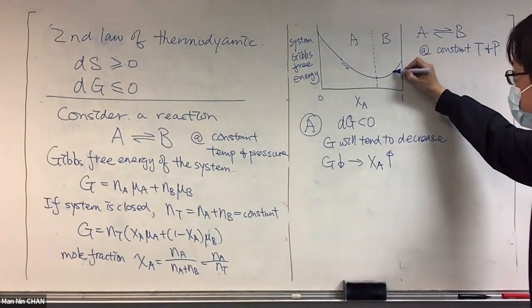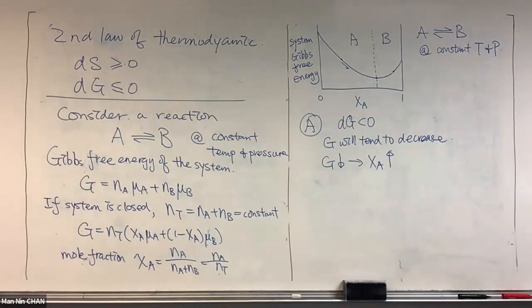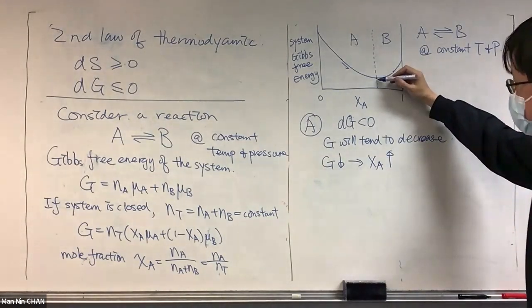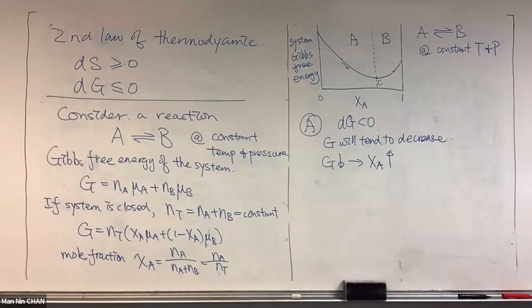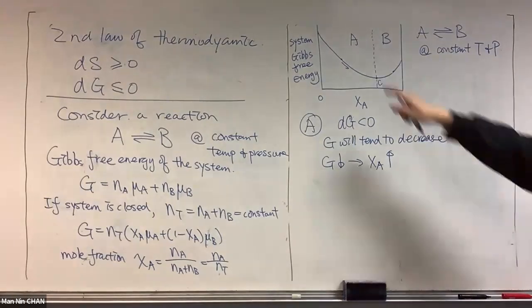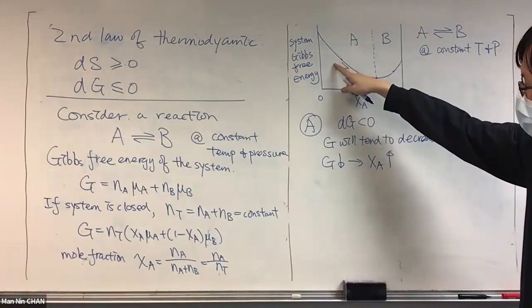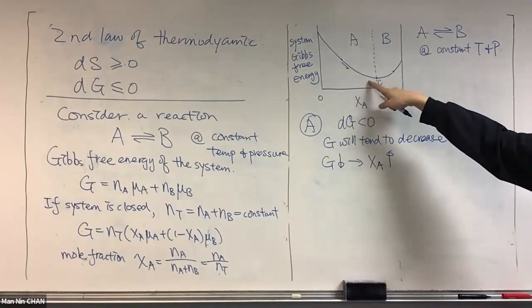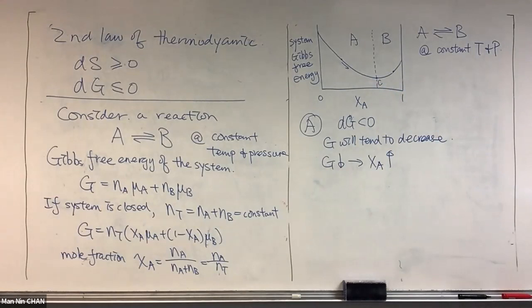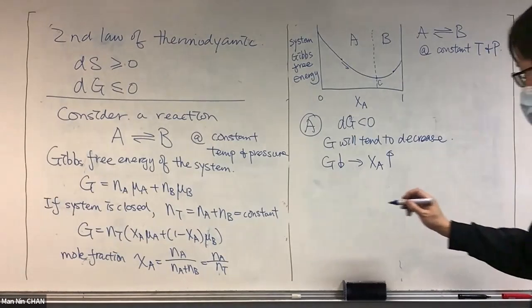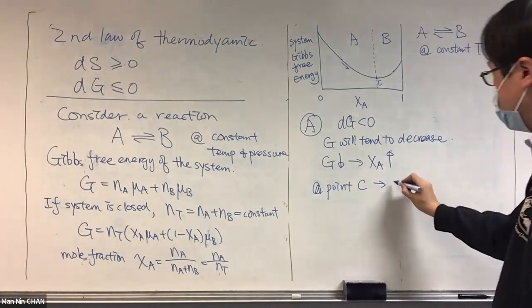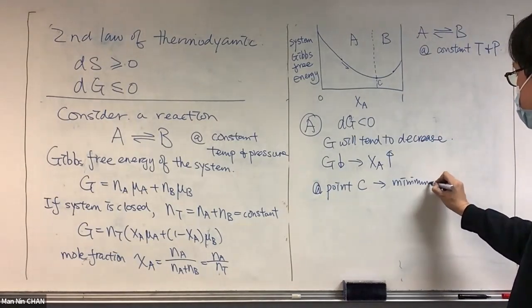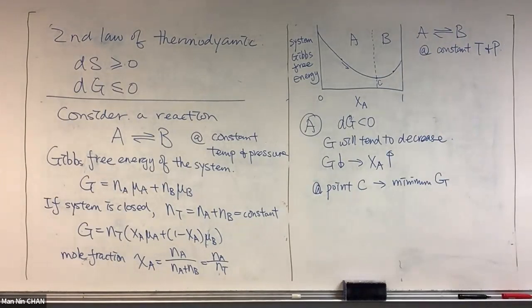Before we talk about B, if you look at this, we have another point here. This is point C. What will happen if the Gibbs free energy of the system tends to decrease and you reach this point C? Point C is the minimum, right? You have the minimum Gibbs free energy of your system at point C.